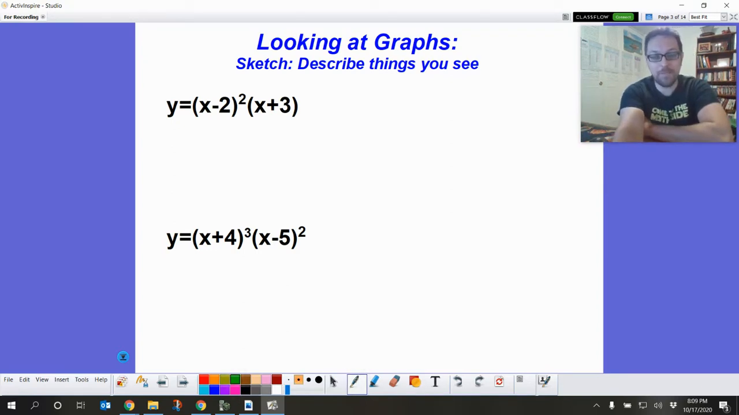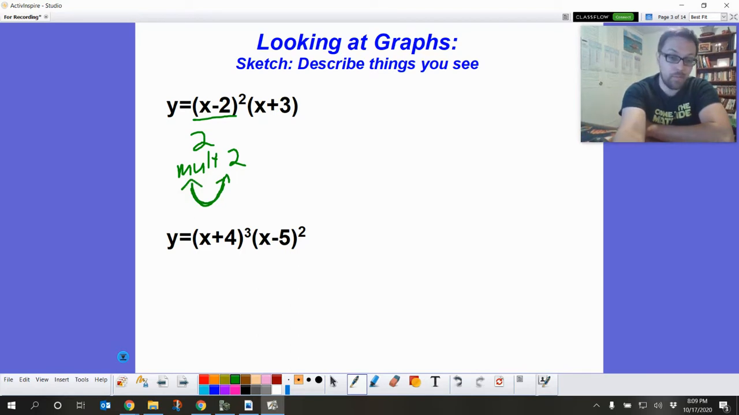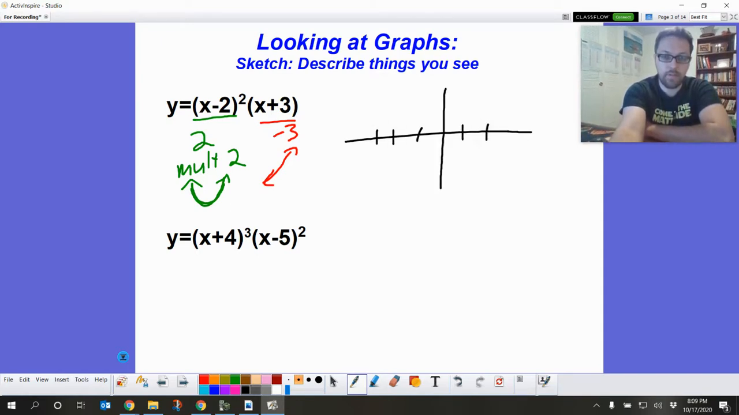Here we go. So our multiplicities. Here we've got a 0 at 2, and our multiplicity is 2, and that tells us it's going to be a bounce. It's going to make a U shape at 2. We also have a 0 at -3, and that is linear, so I know it's going to shoot straight through the x-axis. So we've got one at -3, there's my y-axis, and then another one at 2. All right, so I know I'm going to have zeros in those two places.